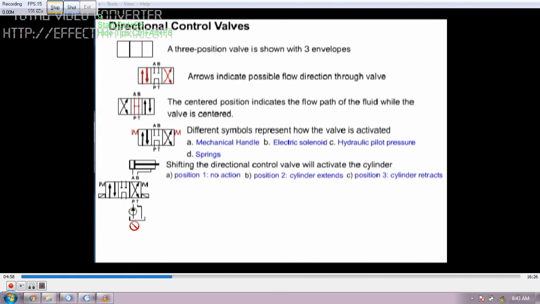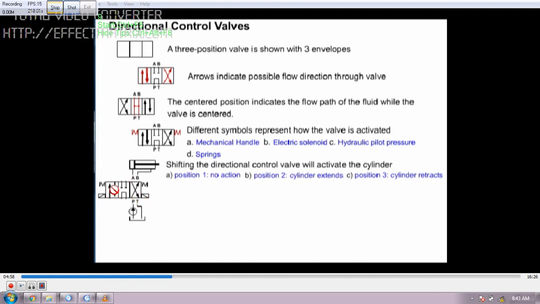Here they are showing the pump taking oil from the tank, P pushing the flow, and T is the return. So you can see the positions showing here. Action A is position 1, no action is the center position, and position 3 is the extended position. This is all I have explained to you. They are showing at different positions what will happen.